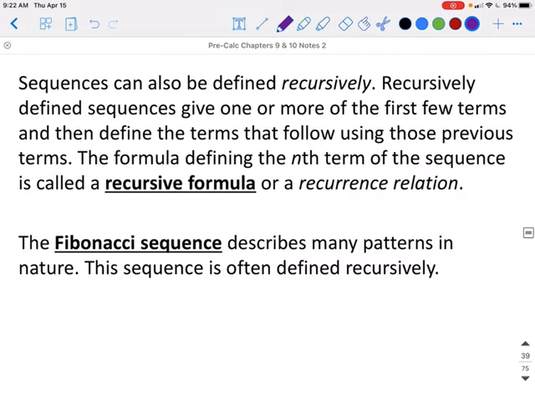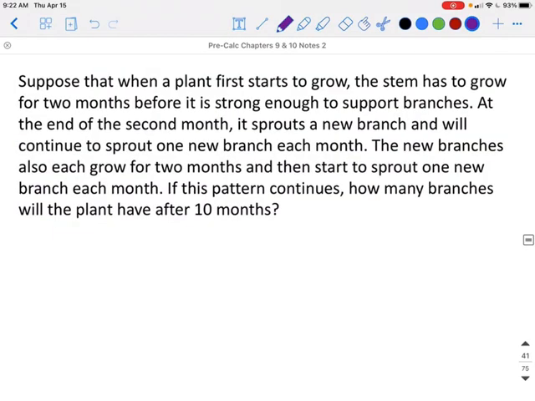Now previously we were talking about a Fibonacci sequence. This describes many patterns that happen in nature, and most Fibonacci sequences are often going to be defined recursively. So suppose that our plant starts to grow, and the stem has to grow for 2 months before it has strong enough support for branches. So after 1 month, we still just have a stem. After 2 months, we still just have a stem, but after that 2 months, it is now strong enough to start sprouting branches. At the end of the 2nd month, it sprouts a new branch and will continue to sprout another new branch after each month.